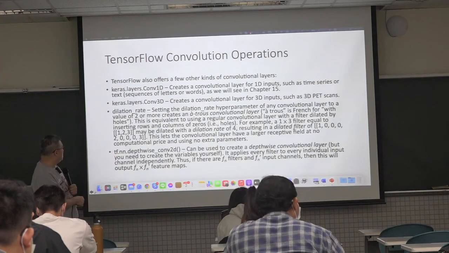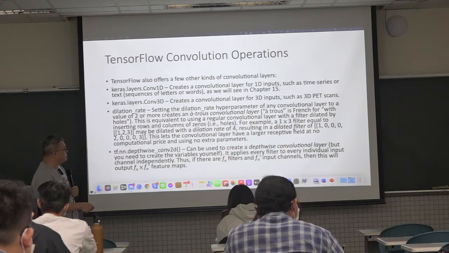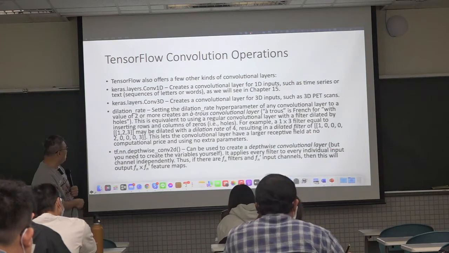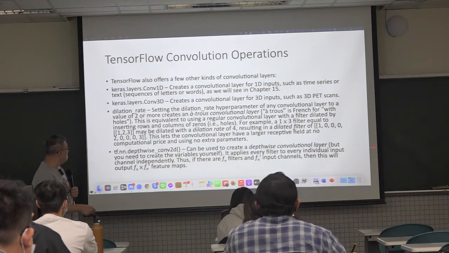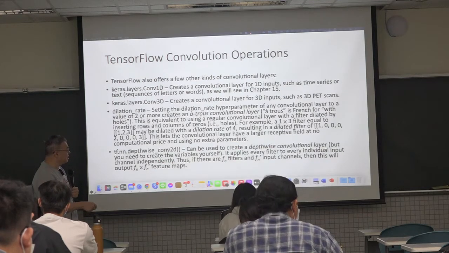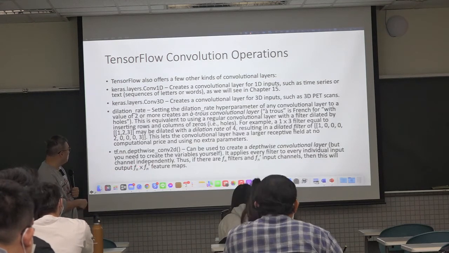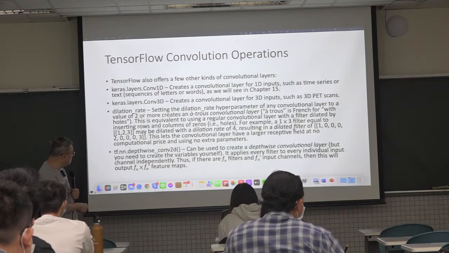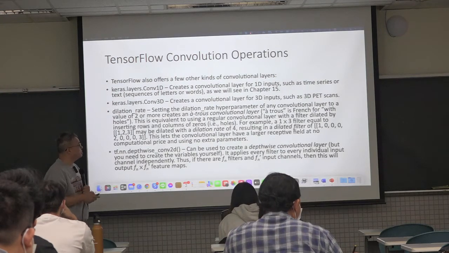And tf.nn.depthwise_conv2d can be used to create a depth-wise convolution layer. I think we talked about depth-wise convolution layer, right? But you need to create the variables yourself. It applies every filter to every individual input channel independently. So if there are Fn filters and Fn prime input channels, then it will output Fn times Fn prime feature maps. So this depth-wise convolution layer, I think we talked about that earlier. So that's about it for this chapter.